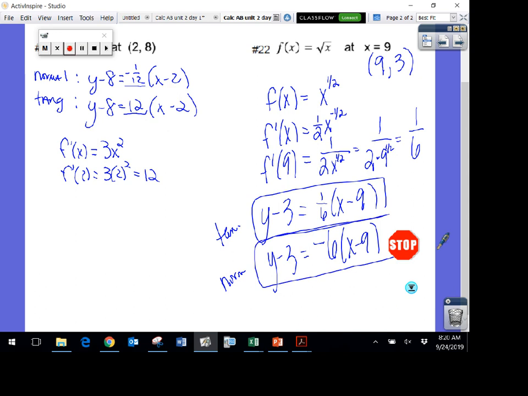So there's your normal. If you're writing both of them, just be sure you say which one is which. If you don't say which one is which, then I don't know. If you're just writing one, you don't have to label it. But if you're writing two of them, just be sure you label which one is tangent and which one is normal.